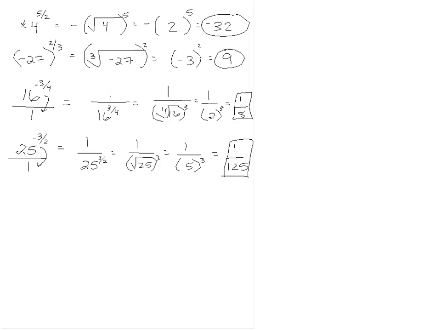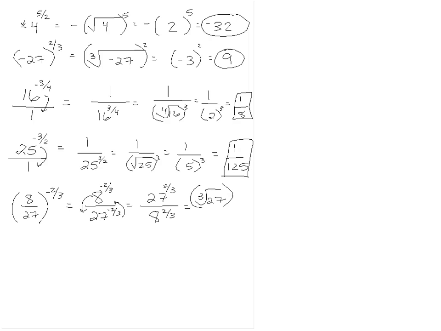All right, and one more they might give you. Looks like this. What if I had 8 over 27 raised to the -2/3? Well, if you remember, you distribute it to each piece. Now, this is negative, so it has to go down. This is negative, so it has to go up. So I get 27 to the 2/3 over 8 to the 2/3. Which means the cubed root of 27 squared over the cubed root of 8 squared.